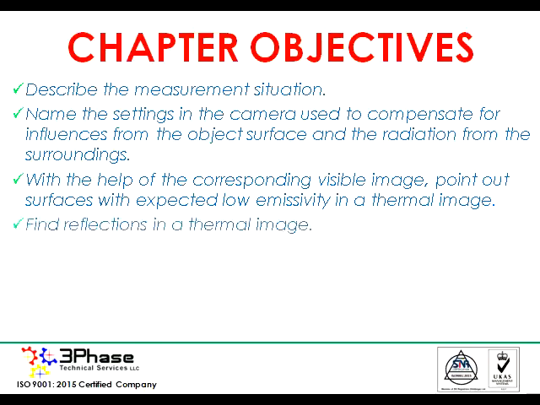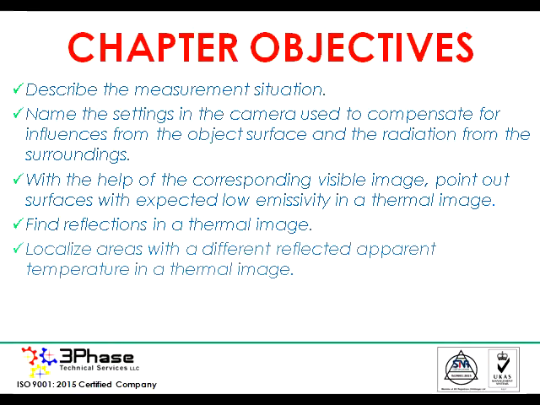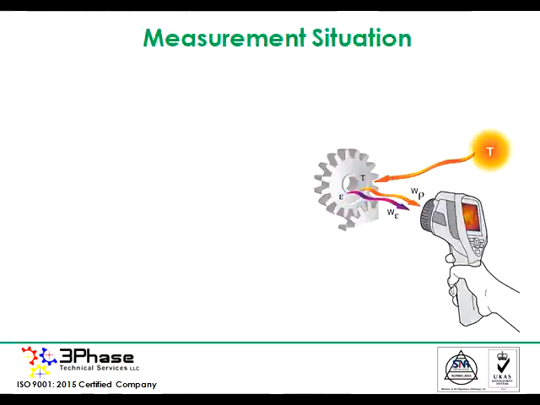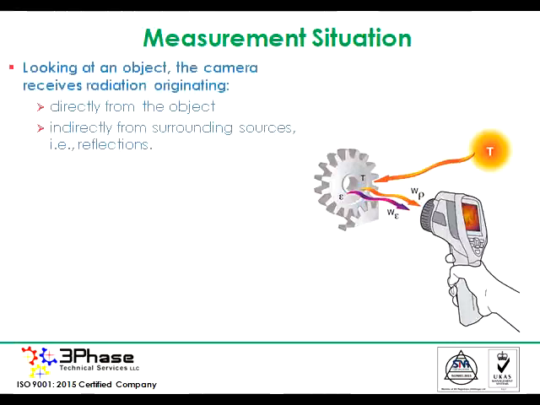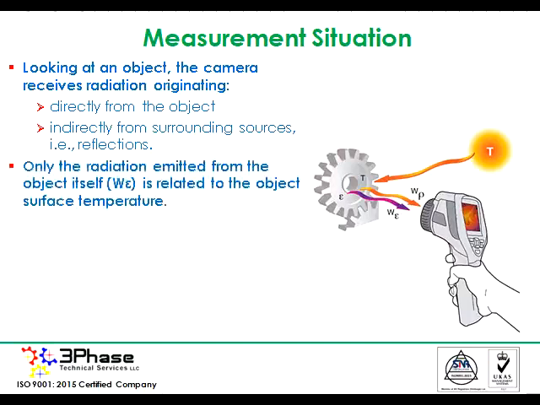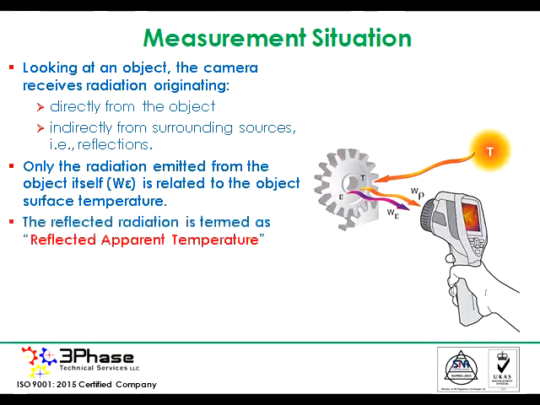Reflections in a thermal image. Localize areas with a different reflected apparent temperature in a thermal image. Measurement situation. Looking at an object, the camera receives radiation originating directly from the object and indirectly from the surrounding sources, that is, reflections. Only the IR radiation emitted from the object itself is related to the object surface temperature. The reflected radiation is termed the reflected apparent temperature.